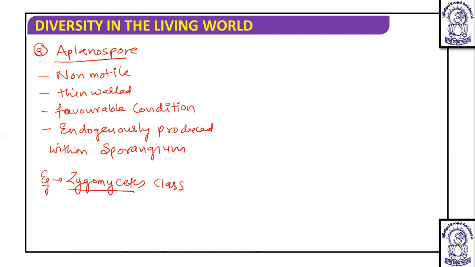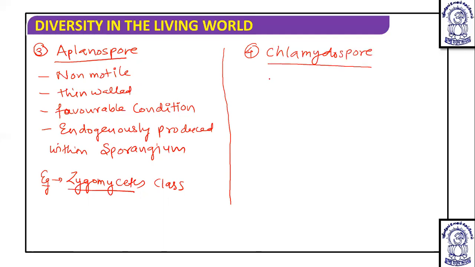After aplanospore, next we are going to talk about another type of spore, that is chlamydospore. That is the fourth type of spore, known as chlamydospore. Now what are chlamydospores? Suppose this is a particular filamentous fungus, and in that a thick-walled resting spore develops.